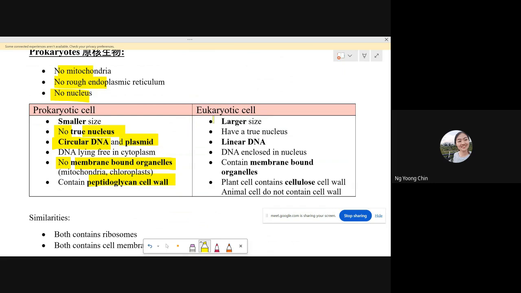So how about the eukaryotic cell? The eukaryotic cell has a nucleus. They have linear DNA. They have membrane-bound organelles. And in the plant cell, they have a cellulose cell wall. But in the animal cell, they don't have a cell wall.